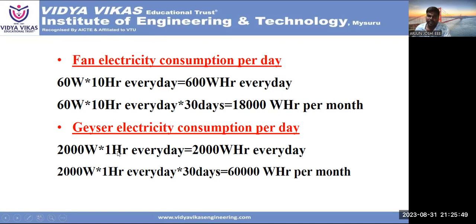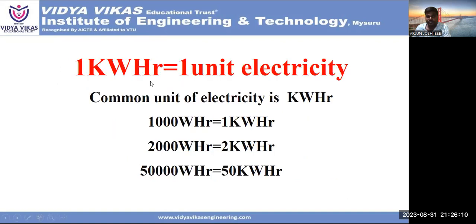I'm going to use it 1 hour per day because it is a geyser. I'm not going to use it the whole day, so I'm going to use it only for 1 hour for taking a bath. So 2000 into 1 hour is equal to 2000 watt hour every day. Then monthly, 2000 into 1 hour into 30 days is equal to 60,000 watt hour per month.